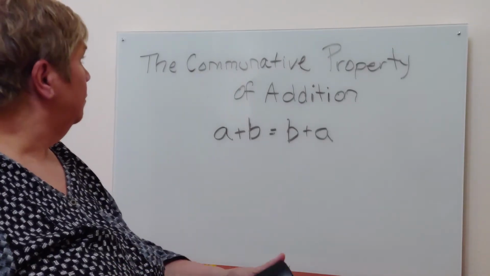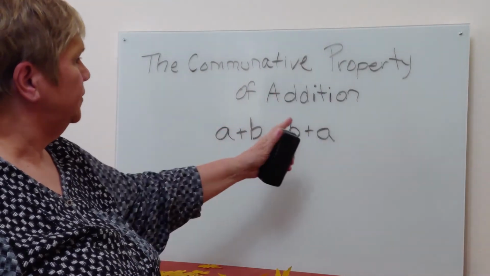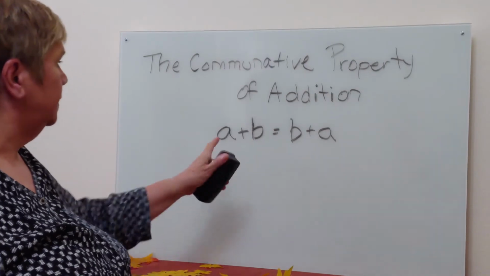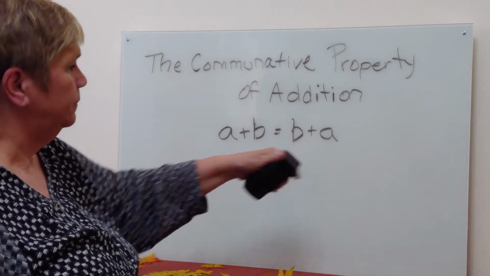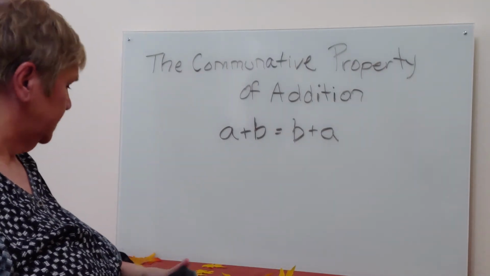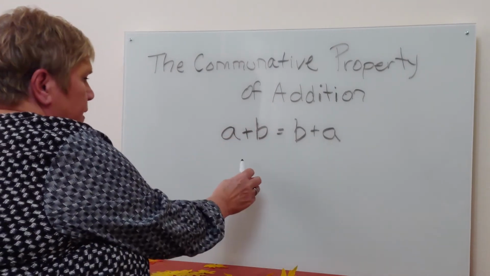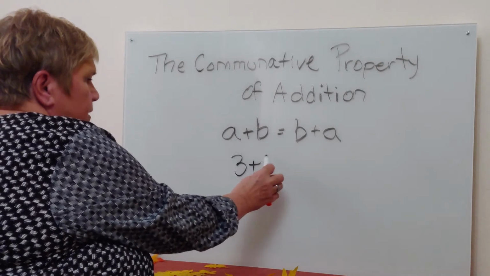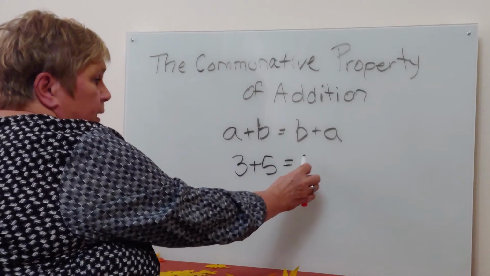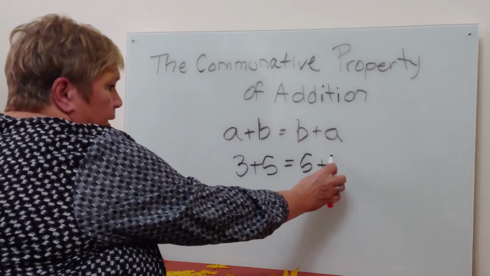The next property we'll go over is the commutative property of addition. Simply stated, A plus B equals B plus A. So what is that telling us? It's telling us that it doesn't matter the order that we add things in. If I have 3 plus 5, it's going to be equal to 5 plus 3.